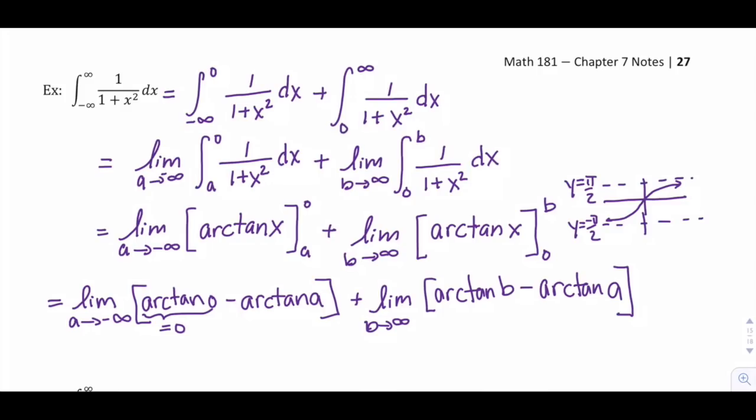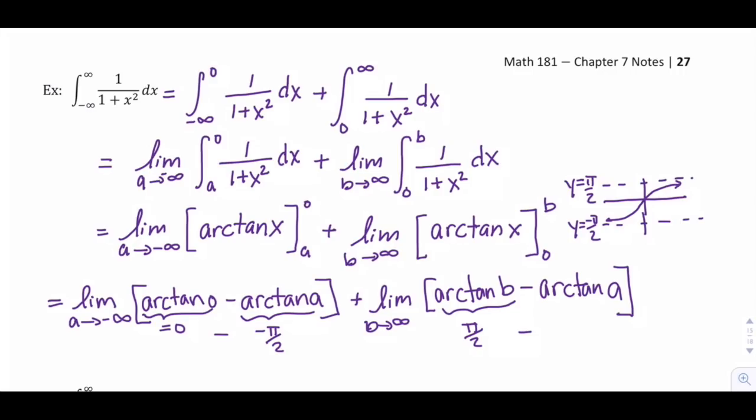What about as a goes to negative infinity? Arctan of a, if we look at our graph, as we're going to negative infinity, our function is approaching negative pi over 2. So this would be negative pi over 2. So I have 0 minus a negative pi over 2 there. Here, arctan of b, as b is going to infinity, again from the graph we can see that arctan of x as x goes to infinity goes to positive pi over 2.